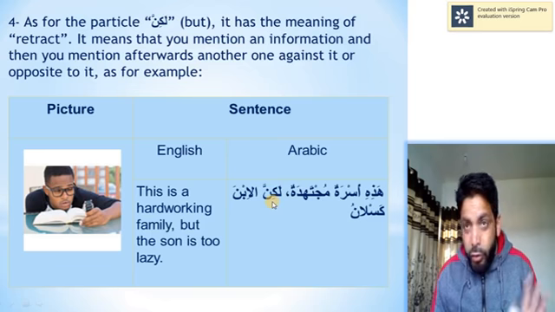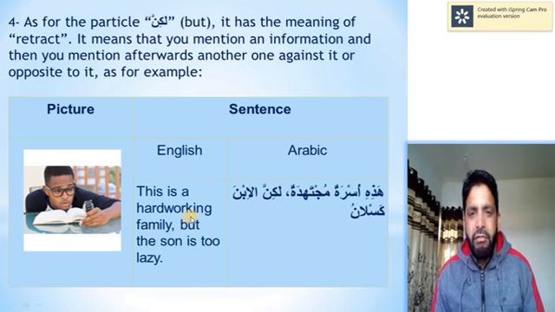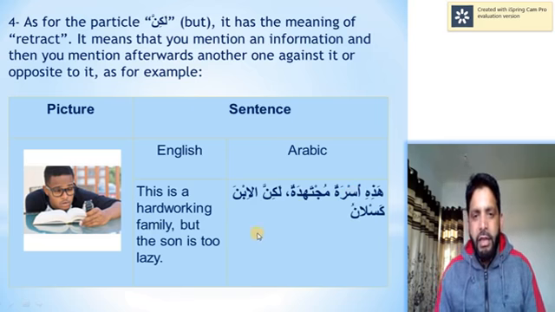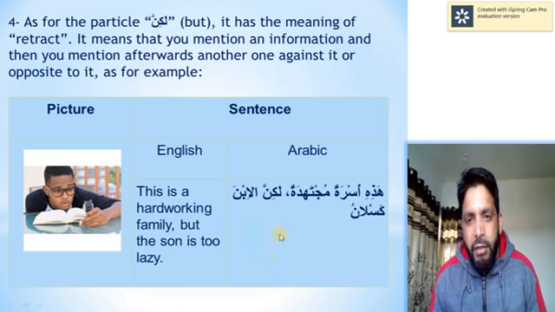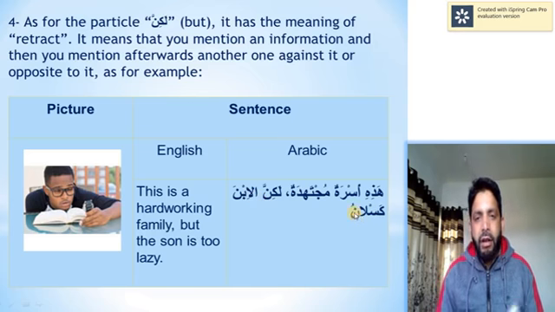It came, as I have told you earlier, that we use lakin in the middle. You see lakin, and it has a meaning of retraction. The family is very hardworking, but now you see it creates something. The information that comes after lakin is to some extent contrary to what has been said before lakin. لكن الابن كسلان, but the son is dull. So lakin is harf mushabbah bil fil, ibn is its noun, ism, kaslan is its khabar.